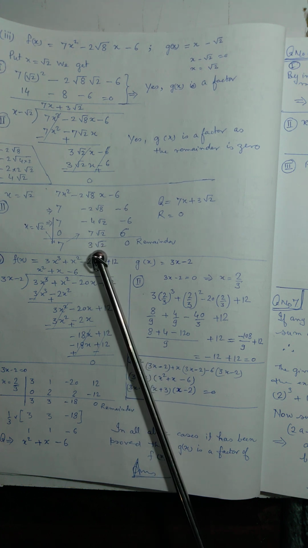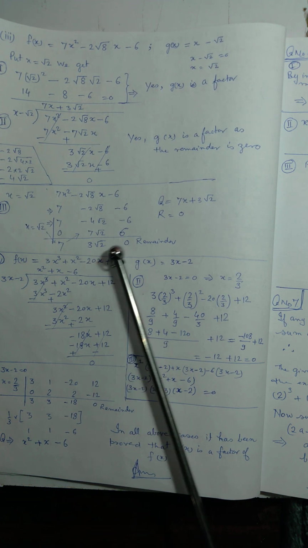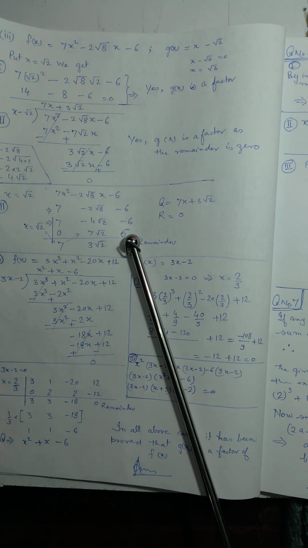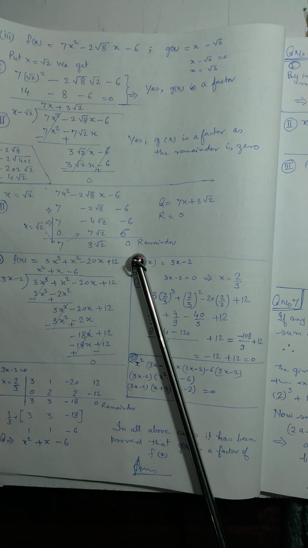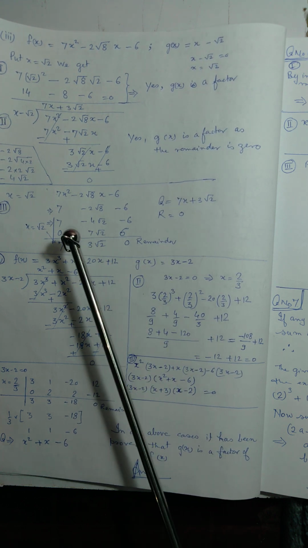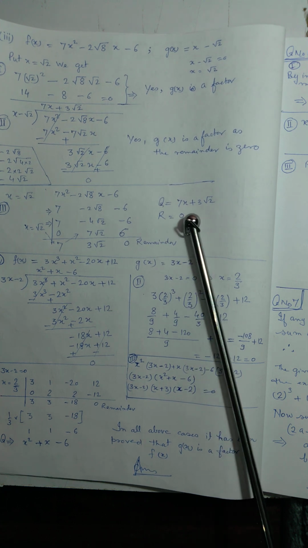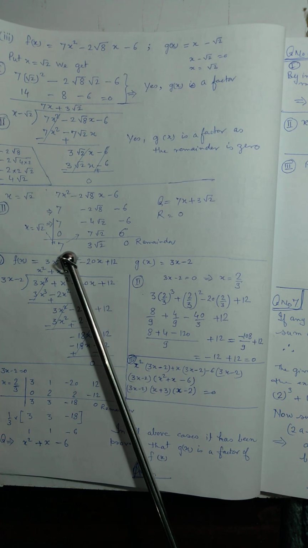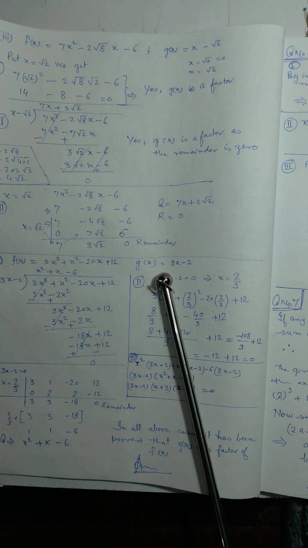Once 3 root 2 is multiplied by root 2, you will get 6. Now substitute the 6 here, place it below minus 6 and add it, you will get 0. Remainder is 0. It means that x minus root 2 is one of the factors.